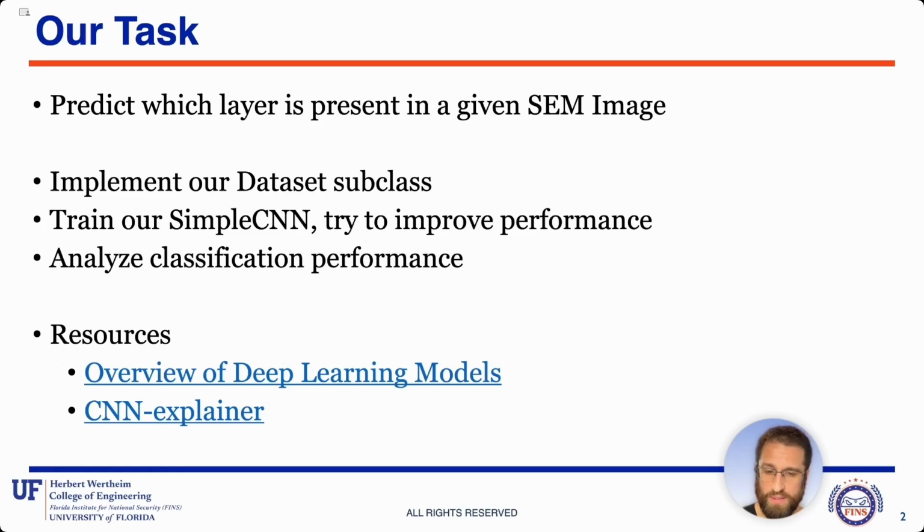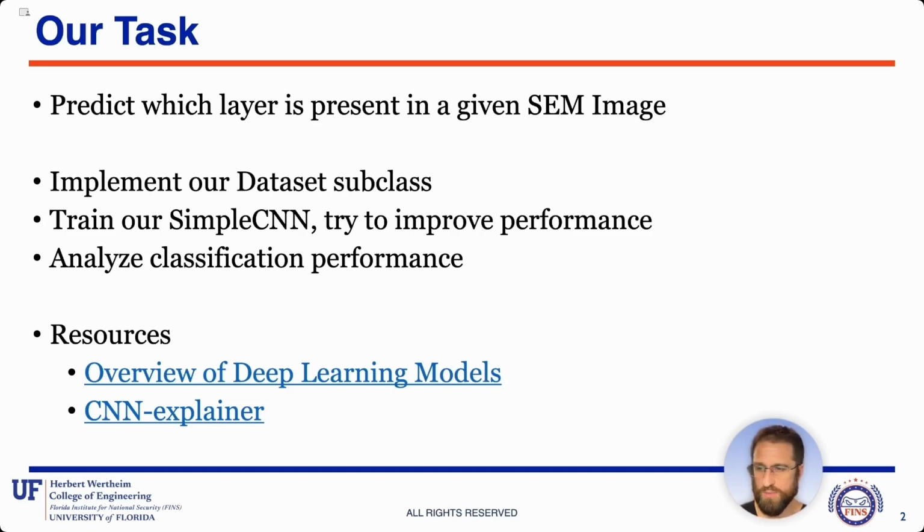So we'll implement our own data set subclass, and then we will use our simple CNN. We'll start off with that simple CNN to train the model and see if we can predict, and then see if we can improve performance a little bit more. And we'll do the similar classification analysis of the score predictions and the confusion matrix as well.